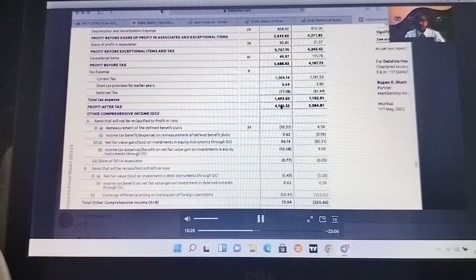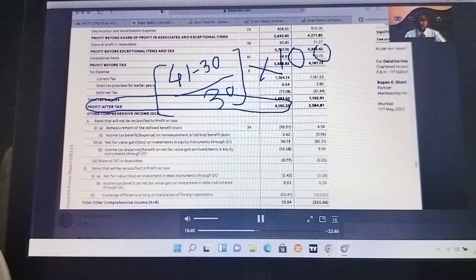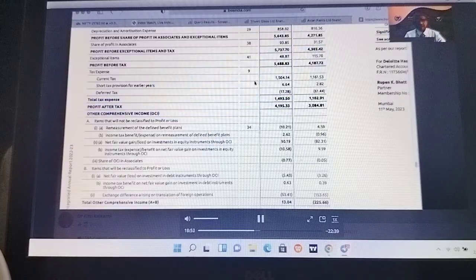Now this is 41 and last year 30. So 41 minus 30, divided by 30. Second value minus first value, divided by first value, and then multiply by 100. How much is the profit growth rate? Here you can see the profit after tax. 36% growth rate. So you find that the company is making profit and profit is growing.